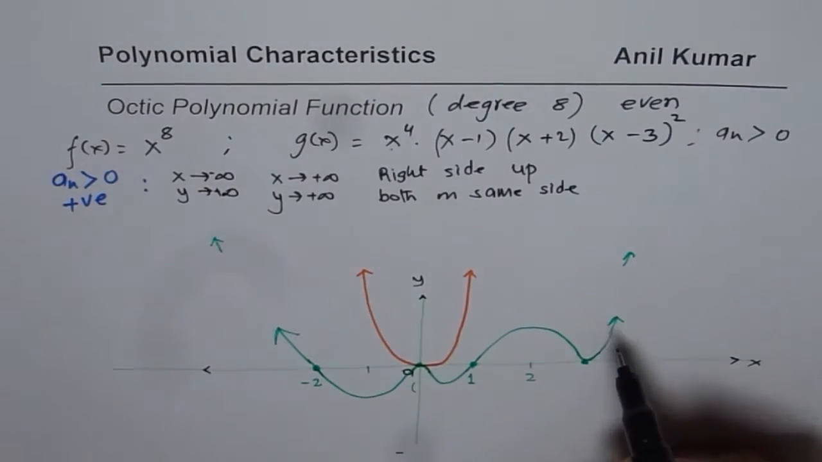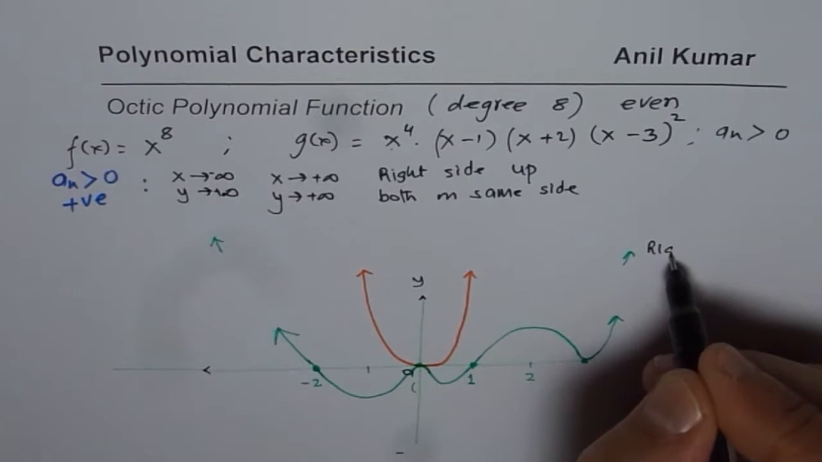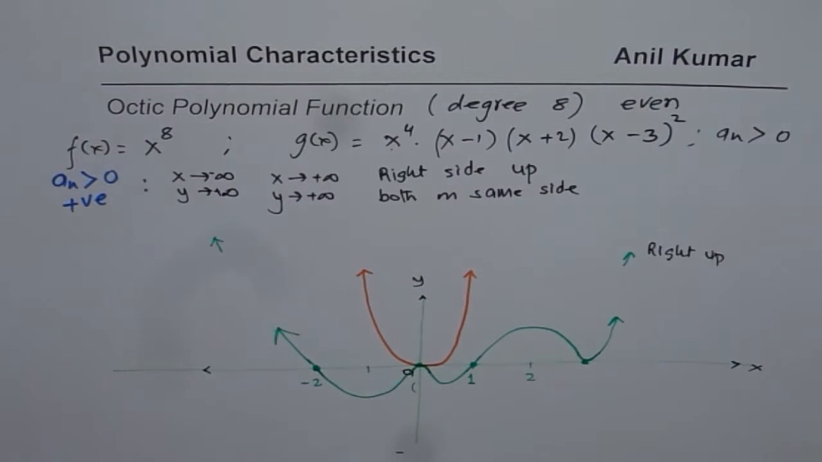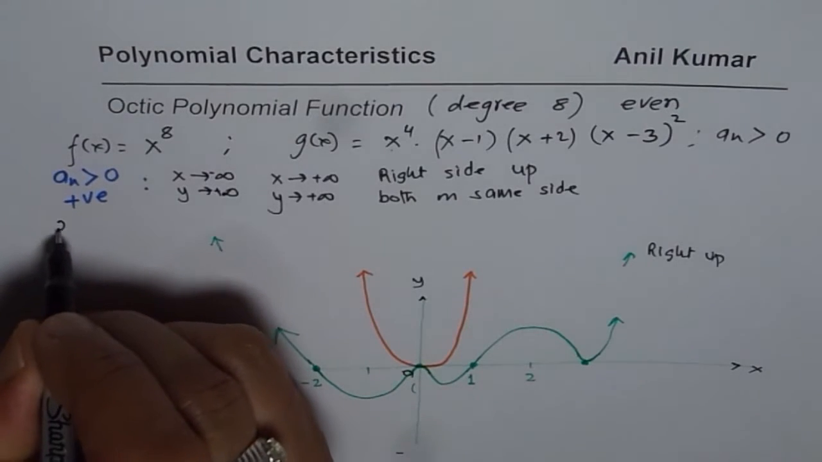So this is what I mean. Right side up, and both the same side means both are up. That gives you the kind of end behavior. Is that okay? Now, let's talk about zeros.